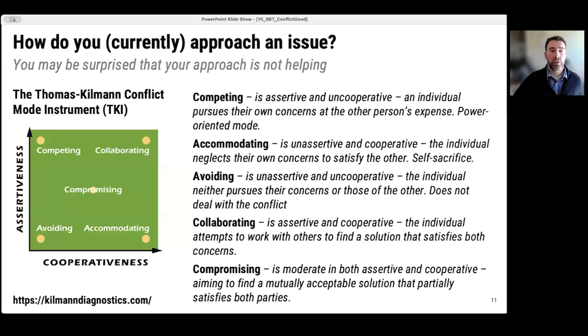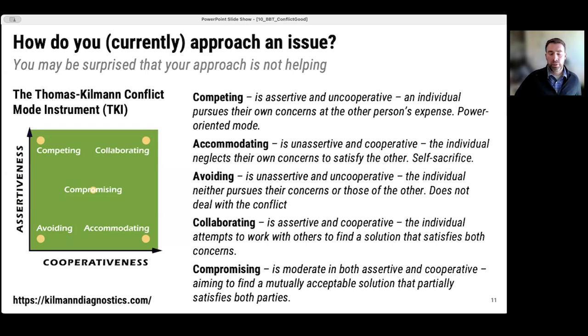The Thomas Kilmann conflict mode instrument is a great way to really understand not only how you approach things, but how others might approach things. Are they competitors? Are they trying to be assertive and try and get one over on everybody else? Always have the last word. Are they accommodating? Do they neglect their own concerns to satisfy others? Do they fold quickly? Do they avoid it? Do they just not say anything?